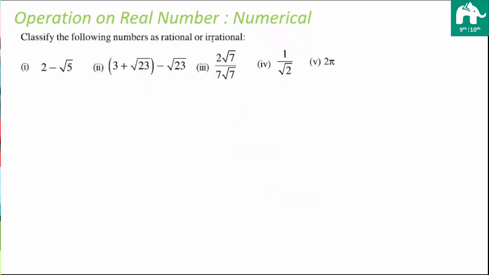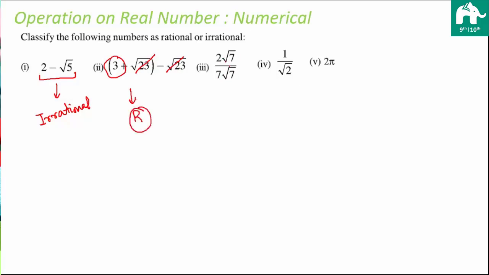Classify the following numbers as rational or irrational. Let's try. 2 minus root 5. One rational number, one irrational number, they are getting subtracted. So the result would be irrational. So this is irrational. 3 plus root 23 minus root 23. So if we simplify it, these two will get cancelled. So the answer would be 3. So this is a rational number.